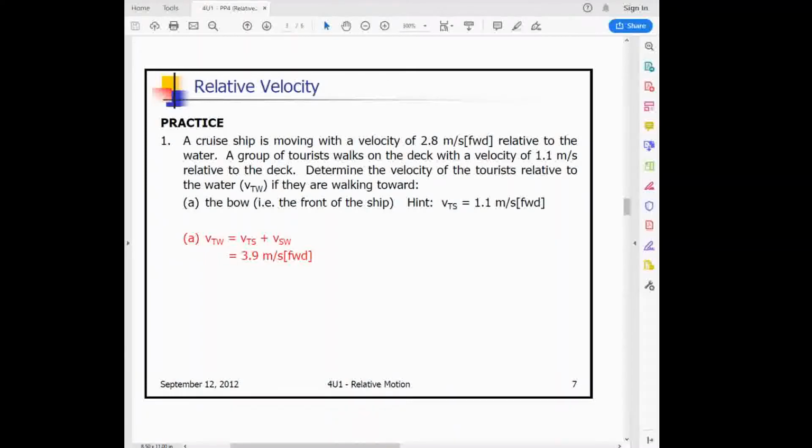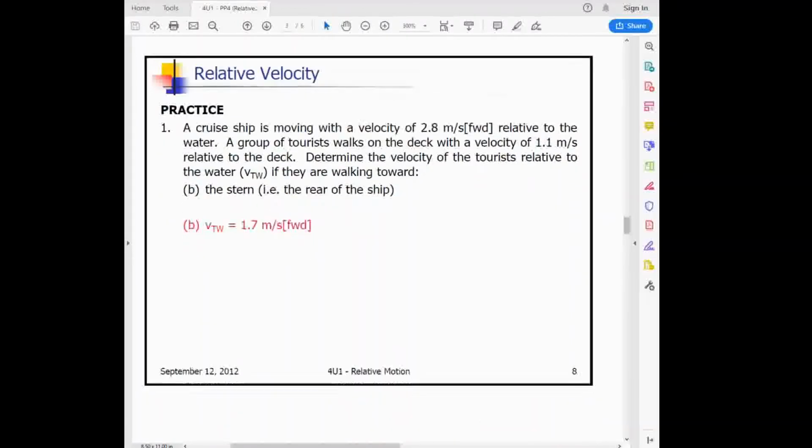So our velocity of the tourists relative to the water can be found by finding the sum of the velocity of the tourists relative to the ship plus the velocity of the ship relative to the water. Our VTS is 1.1 meters per second forward because they're walking toward the front of the ship. The ship is also moving in the forward direction, so that's 2.8 meters per second forward. So 1.1 plus 2.8 gets us to 3.9 meters per second forward. This is the velocity of the tourists relative to the water. So while they're walking 1.1 meters per second on the ship, they're also moving with the ship at 2.8 meters per second. So their total velocity is 3.9 meters per second forward.